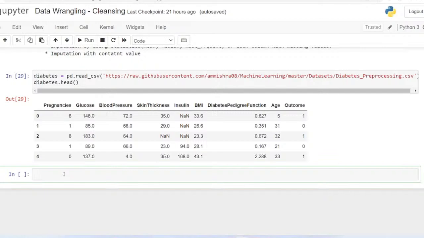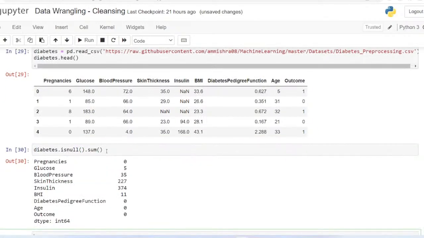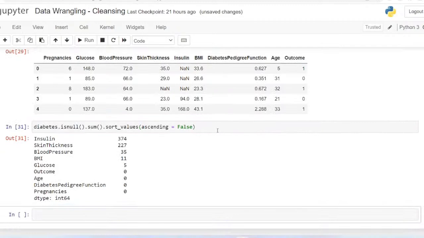So let's try to figure out how many missing values are there in your data here. diabetes.isnull().sum(). I wanted to rearrange the data, so what I will do here is write sort_values, and I'll write ascending equals false. So this is particularly about reshuffling the data.